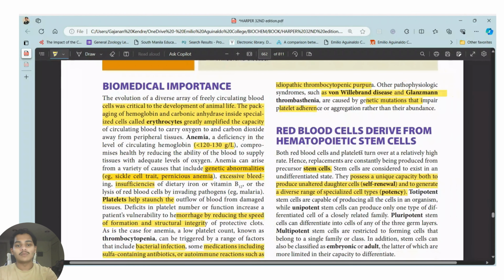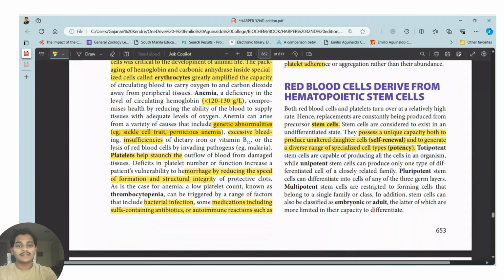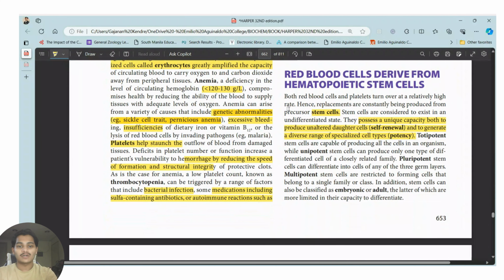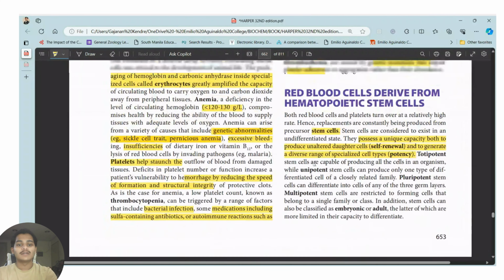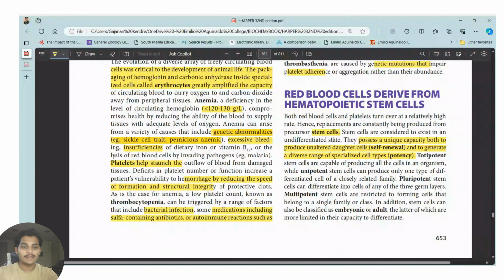Then, more about the red blood cells. This is the process of erythropoiesis. In short, we will see erythropoiesis here. Before that, I would like to say that erythropoiesis starts from the hemocytoblast, that is the RBC forming cell. Not RBC forming only, it can form RBC, WBC, platelets, or even lymphocytes.